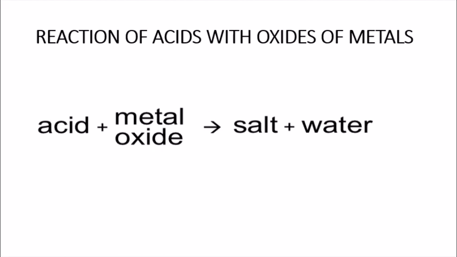For example, when Fe2O3, that is red ferric oxide, combines with acid, now you can take HCl, we get ferric chloride, that is FeCl3, and we also get water. So this is the reaction of acid with metal oxide.